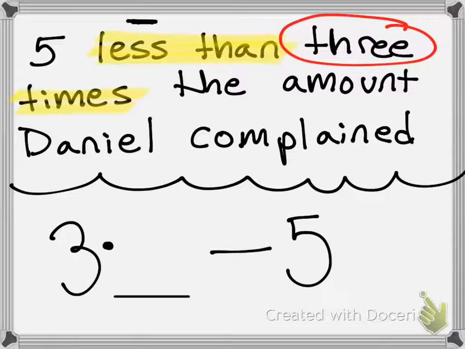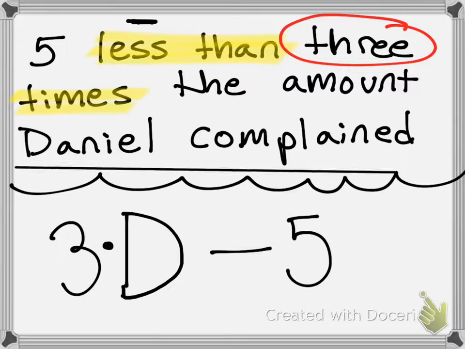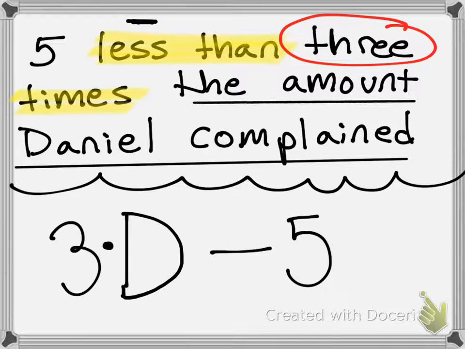It's too much. The answer is too much, but we don't know the exact number, which means that the amount Daniel complains is our unknown. It's our variable. And I'm going to mark it with D for Daniel. So 3 times the amount, 3 times our unknown, 3 times D. And then 5 less than happens afterwards, so minus 5. We see how we write the expression?